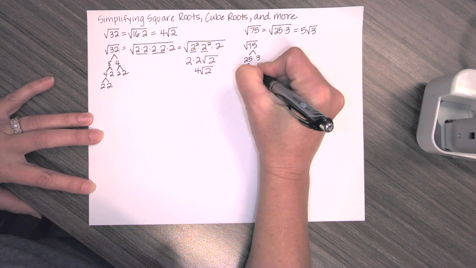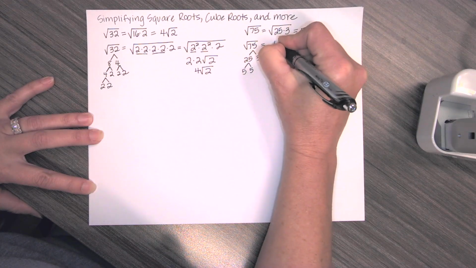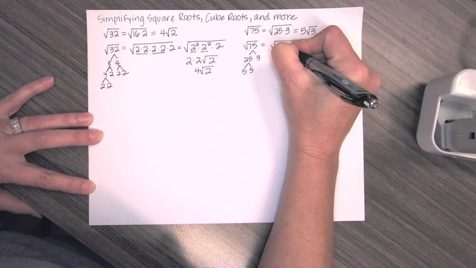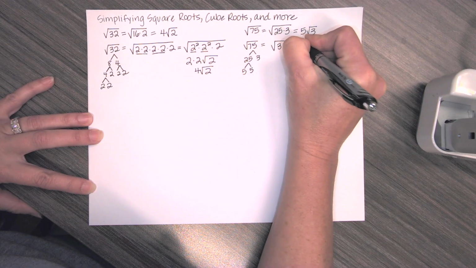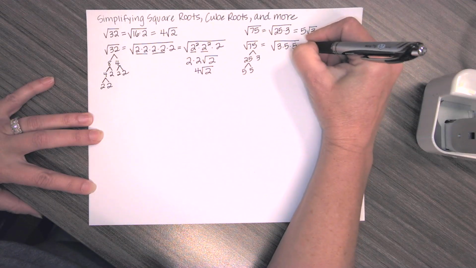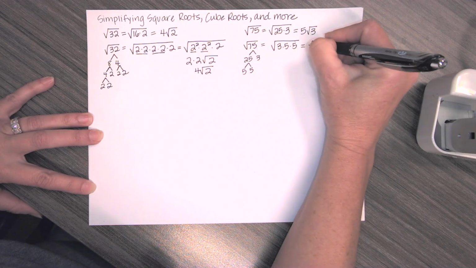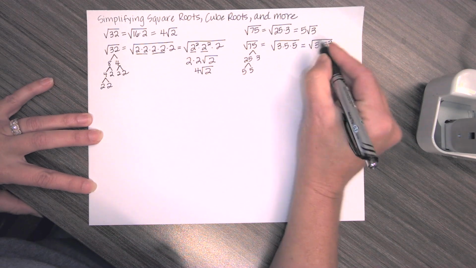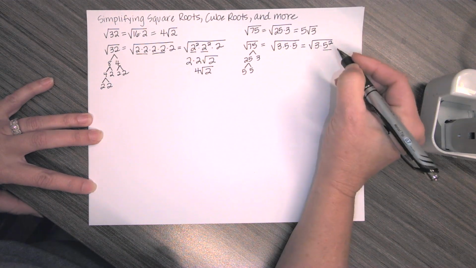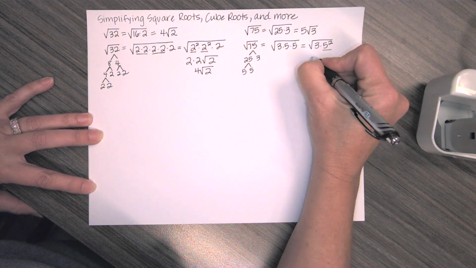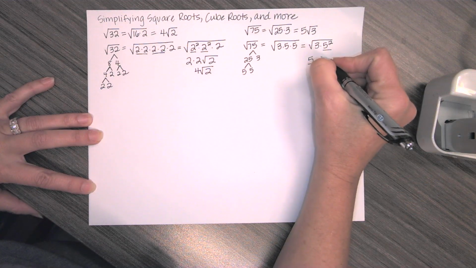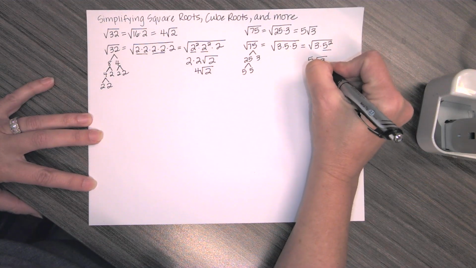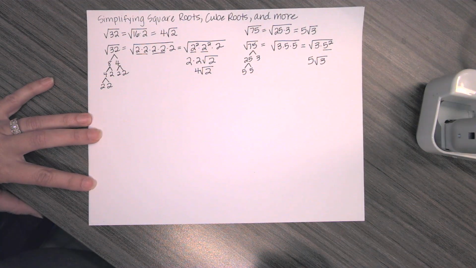If we do it using this second method, we would break 75 down to its prime factorization, which would be 3 times 5 times 5, or 3 times 5 squared. We're looking for pairs. Pairs make a perfect square. And so the square root of 5 squared is 5. That would come to the outside, and the 3 would be left underneath.